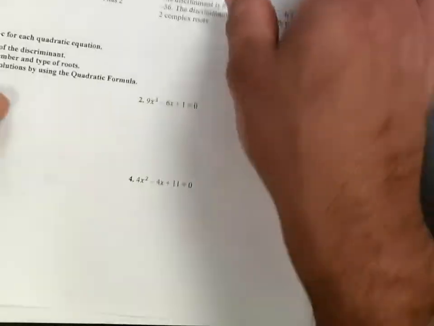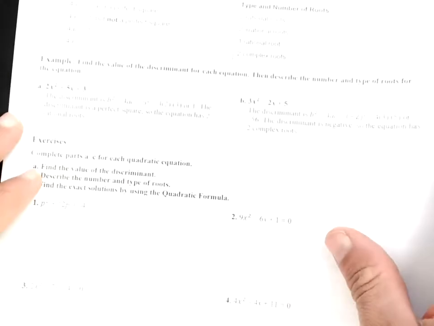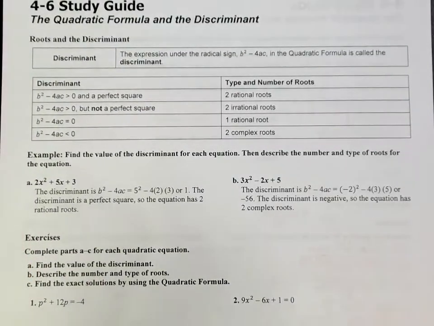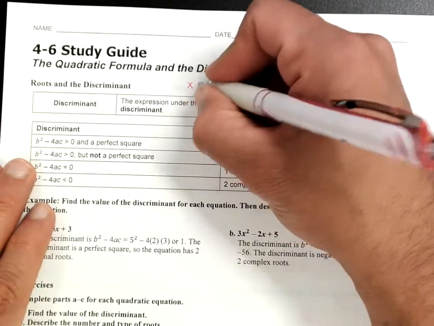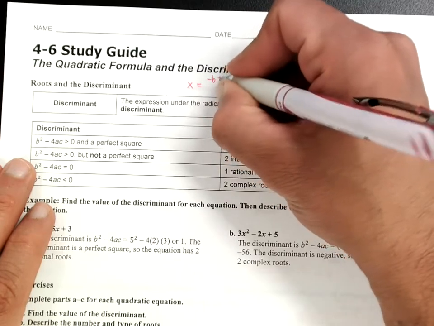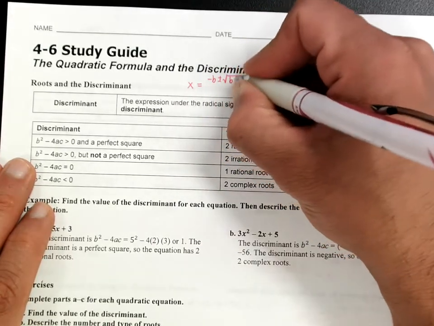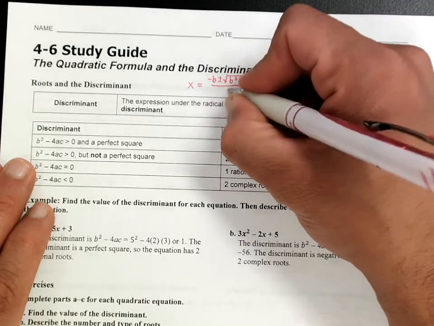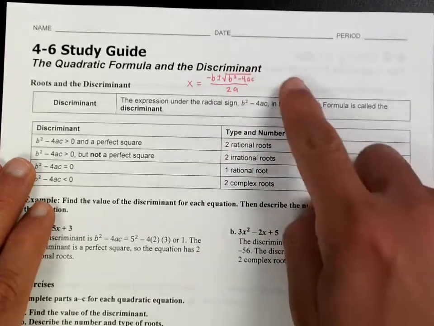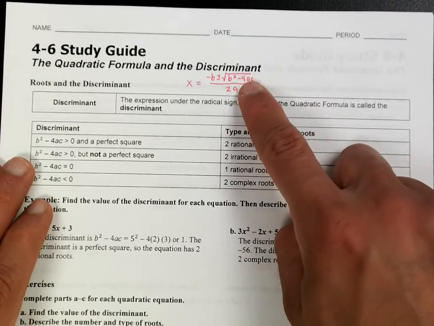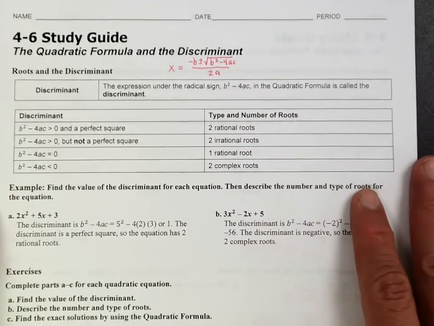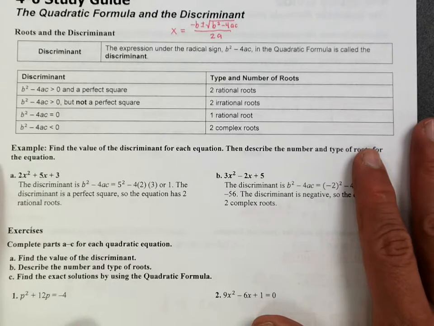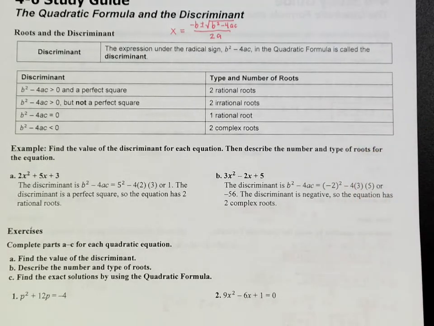Alright, so let's go to the back, or in your case, let's go to the second page. And now we're going to talk about the discriminant. I'm going to write the quadratic formula up here again so you can see it. x equals negative b plus or minus the square root of b squared minus 4ac, all over 2a. If you look inside the square root, that b squared minus 4ac is called the discriminant. Okay? Now, the only thing the discriminant is for, if you write it ahead of time, is to tell you what type of solutions you're going to get.